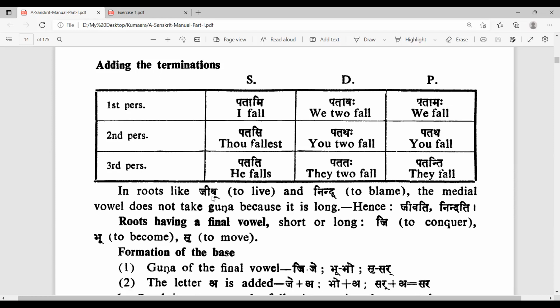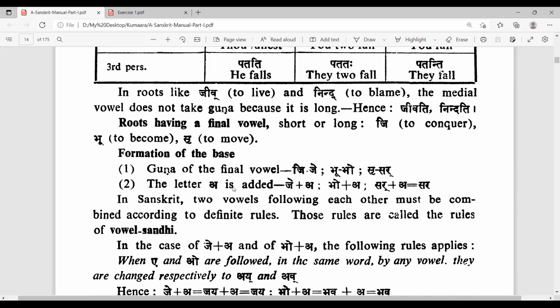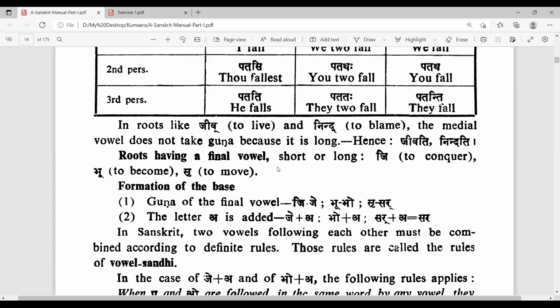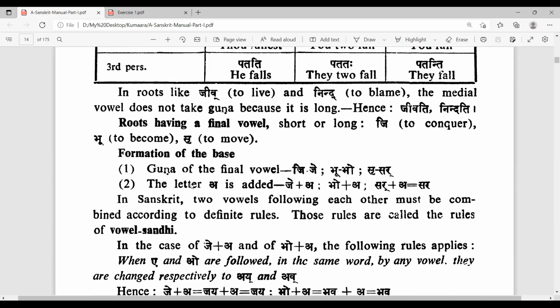Jeev. Jeev is a short medial vowel, and it is also counted as long, guru. Therefore, the medial vowel doesn't take guna because it is long. Therefore, Jeev, and you add Jivati. Then roots having a final vowel, that is called Iganta: Ji, Bu, Sru. Then guna will happen. Ji will become Je, Bu will become Bo. Then you add the ending, and then Sandhi happens.